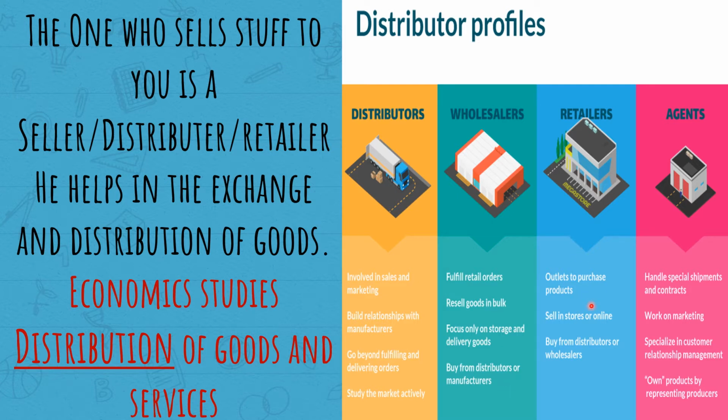Retailers, on the other hand, have outlets to purchase products. They sell in stores or online even nowadays. They buy from distributors or wholesalers. Whereas agents may handle special shipments and contracts. They work on marketing and they specialize in customer relationship management.